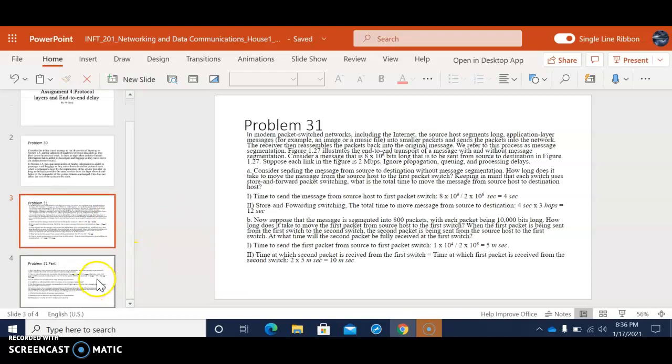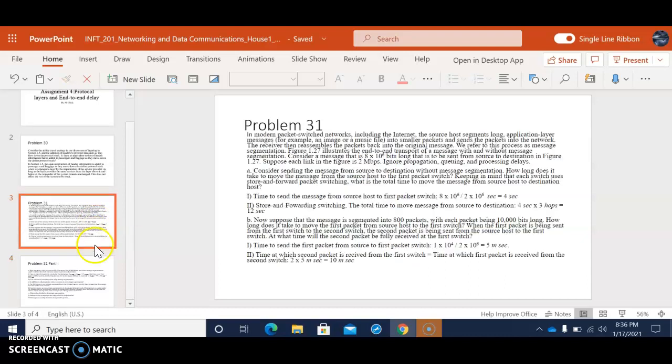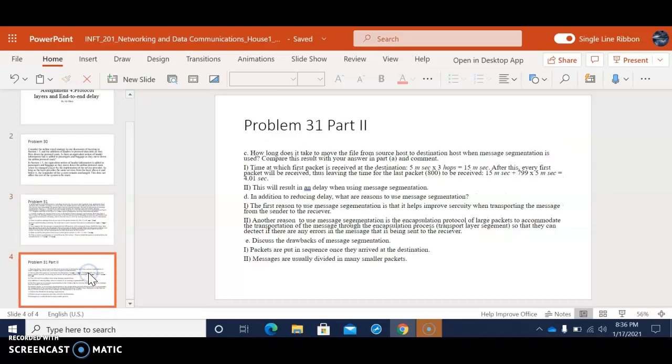Now, let's move on to the rest of the question. For problem day 1, how long does it take to move the file from the source host to the destination host when message segmentation is used? Compare the result with your answer in part A and comment. So then we get the comment in part A.